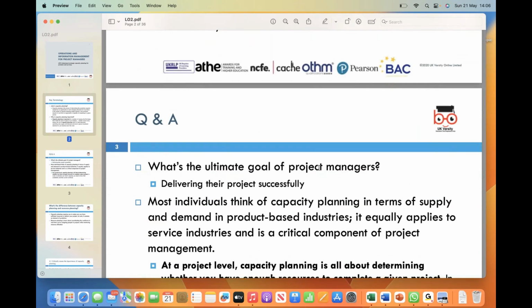So next is, what is the ultimate goal of a project manager? So the primary objective of a project manager is to successfully deliver their projects. In order to achieve the goals, project managers must effectively plan, organize, and coordinate various resources and activities.